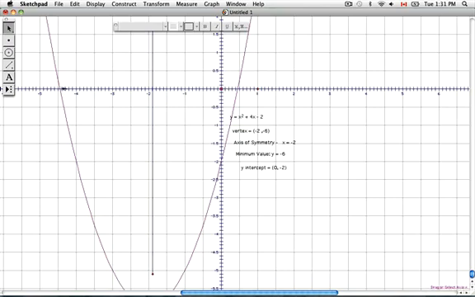So as you can see, there are two zeros, one located here, somewhere between -4 and -5 on the x-axis, and the second is located here, somewhere between 0 and 1.